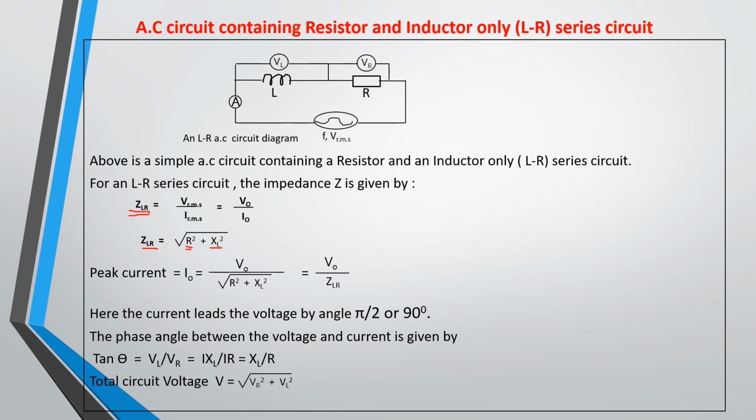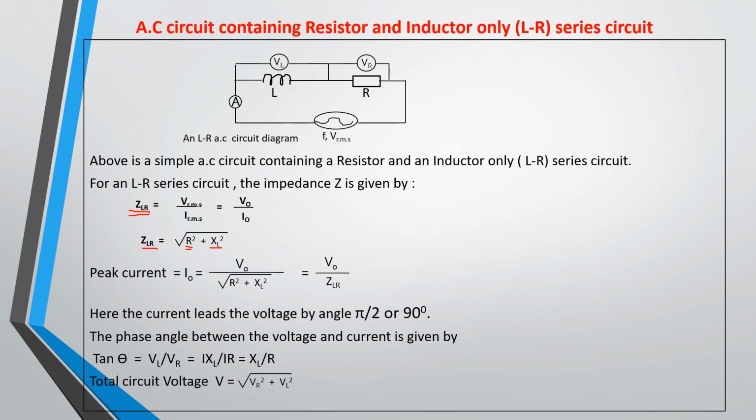From our previous video we discussed inductive reactance. I hope you have not forgotten, but if you have, you can go back to that video where we discussed the inductive reactance of an inductor. So the impedance of this LR series circuit is given by the square root of the sum of the squares of the resistance and the inductive reactance.